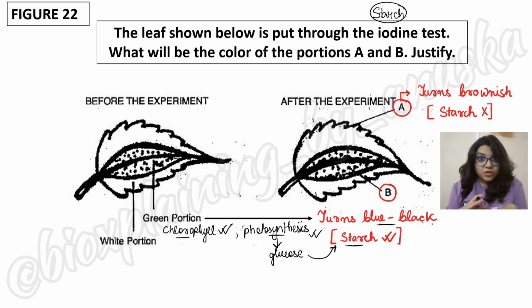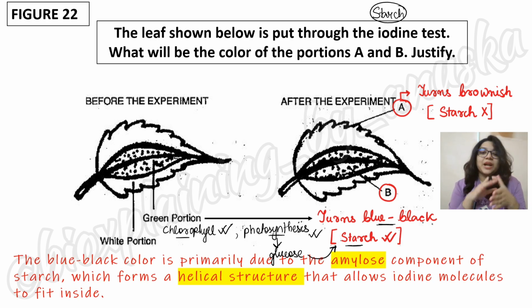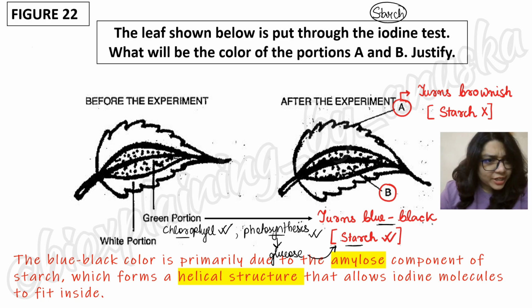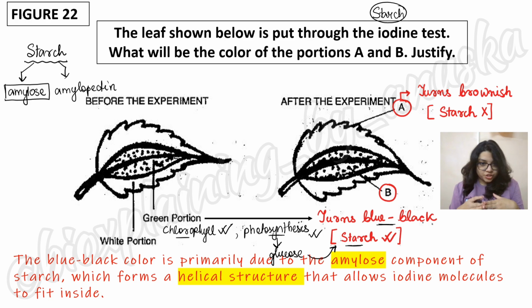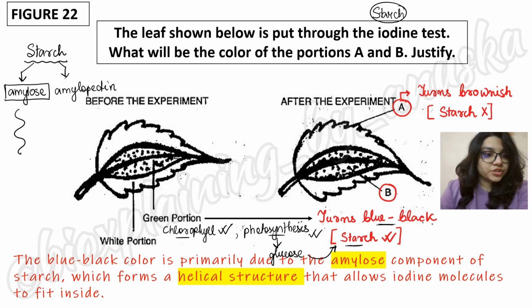Now the question is, why does starch give a blue-black color with iodine? The reason is that the blue-black color is primarily due to amylose, which is a component of starch. When you all grow up and take up science and biology, in class 11 you are going to study that starch has two major components. One component is known as amylose, the other is known as amylopectin. The amylose component of starch has a helical structure. What is a helical structure? The DNA-like structure, the helix.